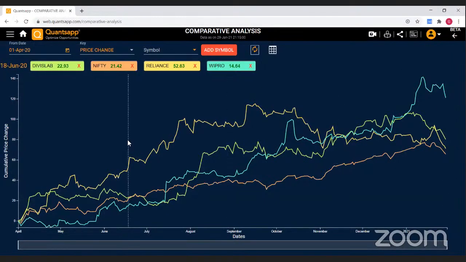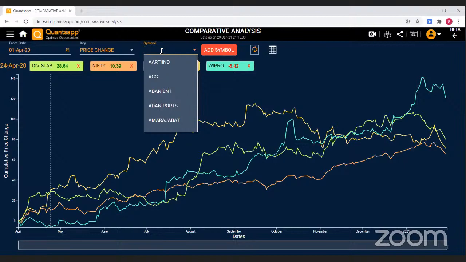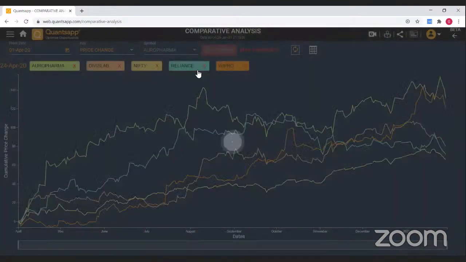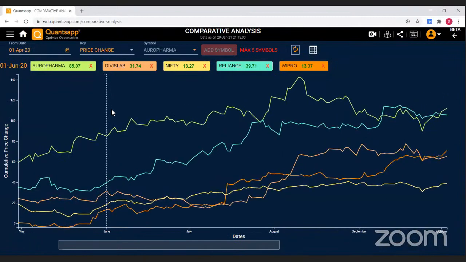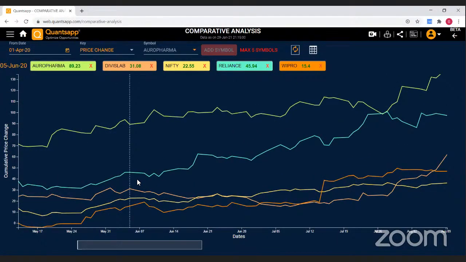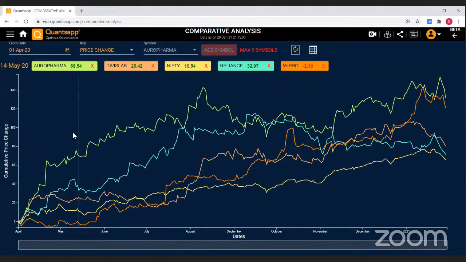So if I'm looking at how a pharma stock is doing, if I say below Oro Pharma, one more, we'll see. Now we have Oro Pharma in this green line, and this is my Reliance. This is the Nifty. So the green line is Oro Pharma, blue line Reliance, pinkish line is for now Divi's Lab, this orange line Wipro, and this green line indicates, I think, yes, Nifty.